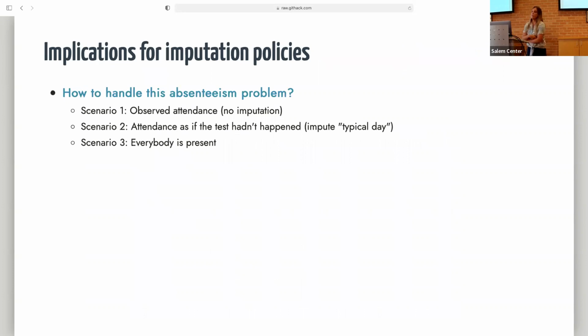So what are the implications now for imputation policies in this sense? So we can think about this as 3 different scenarios that we can handle this absenteeism problem, right? And different states and different agencies have tackled these scenarios in different ways. So I would say that the most common one is scenario 1, which basically you just relate the observed attendance, right? So there's no imputation.